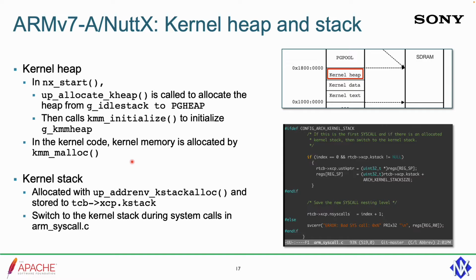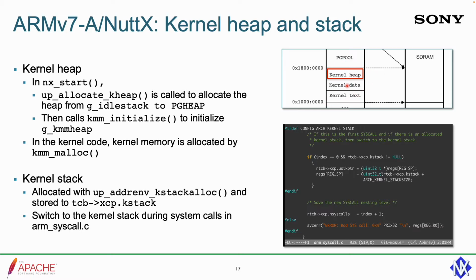The next slide shows the kernel heap and stack. In NXStat, up allocate kheap is called to allocate the heap. In the case of sublet 6 quad KN shell, the heap exists between G idle stack, which is at the end of the kernel data area, and PG heap, like this.